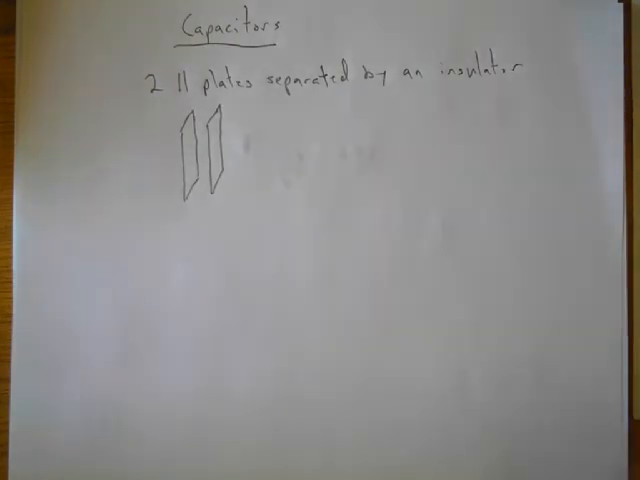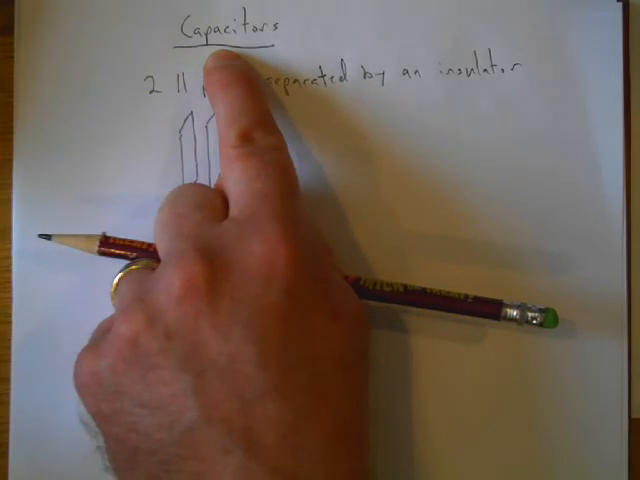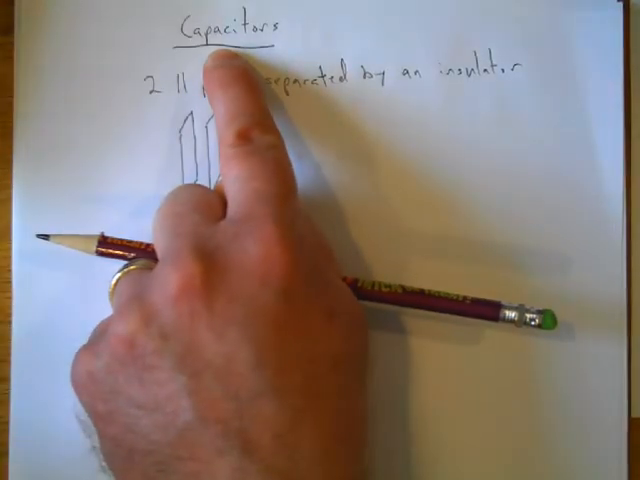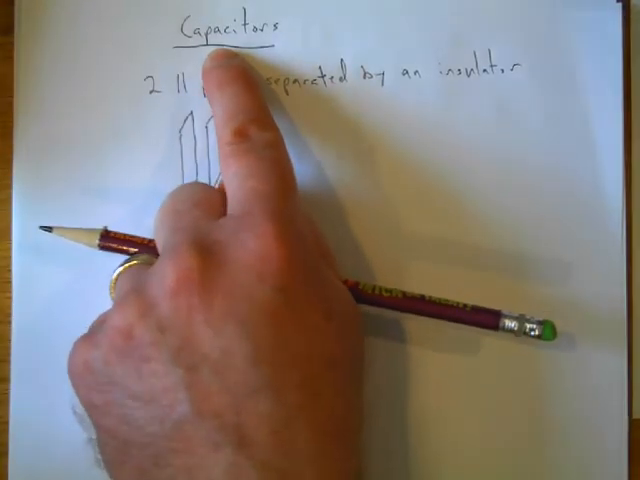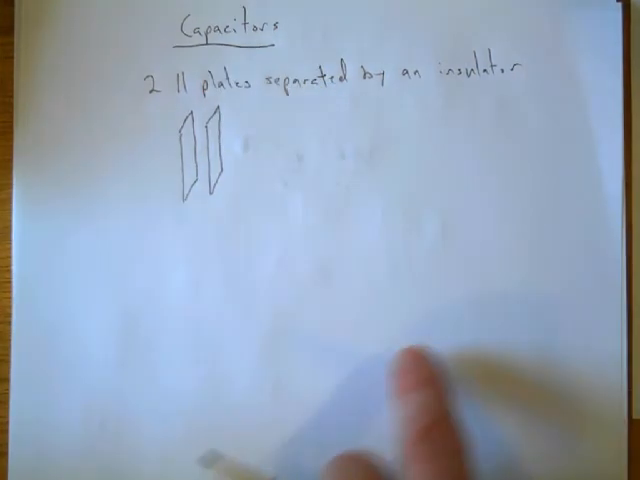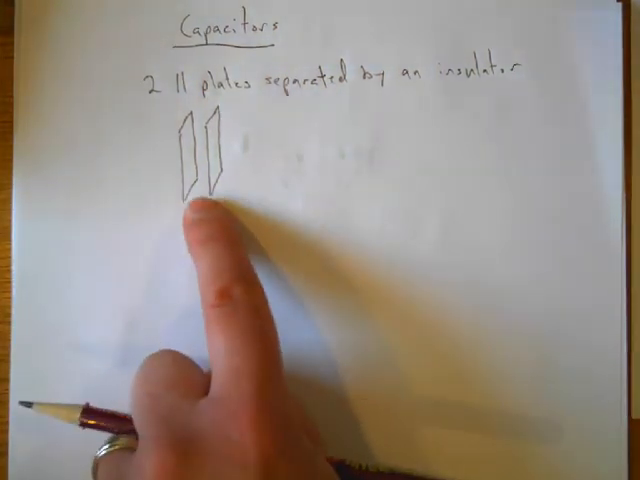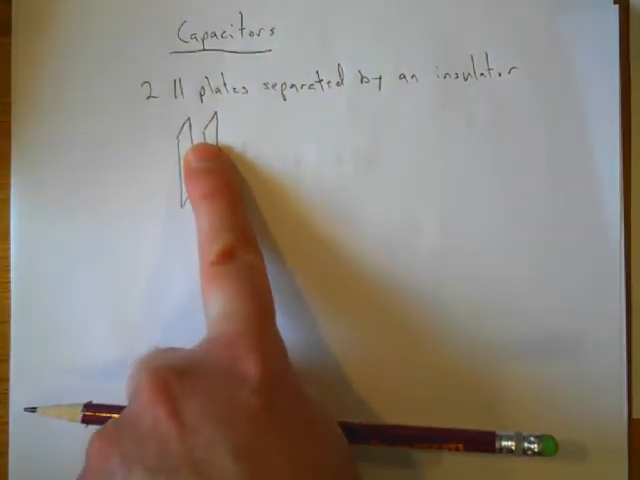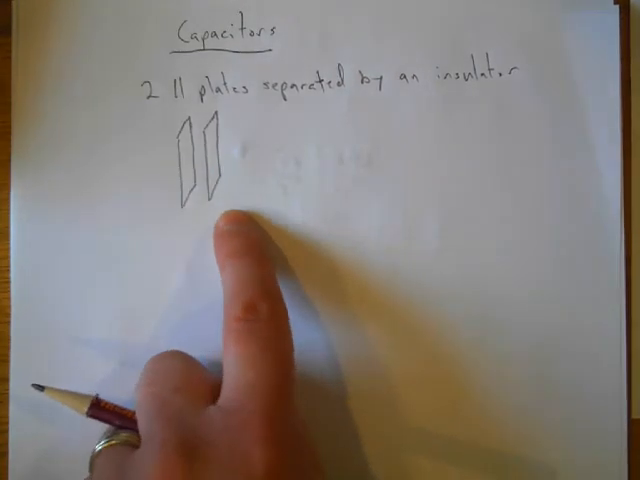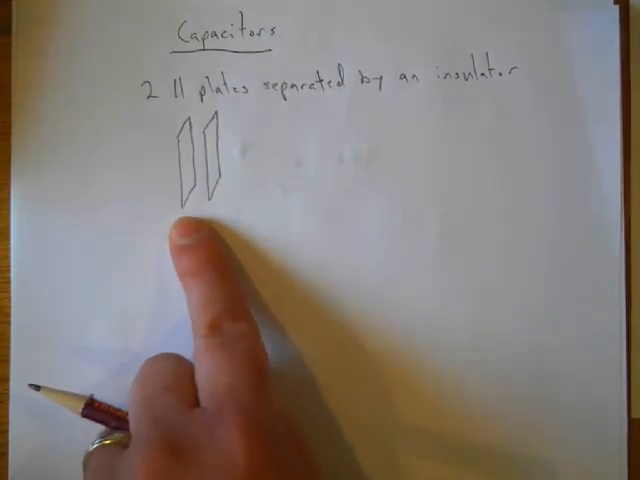Remember, it's called a capacitor because it has the capacity to store charge and energy. Really, all a capacitor is, is two parallel plates that are separated by an insulator. Okay, so look, here are my two parallel plates. They're separated by an insulator.